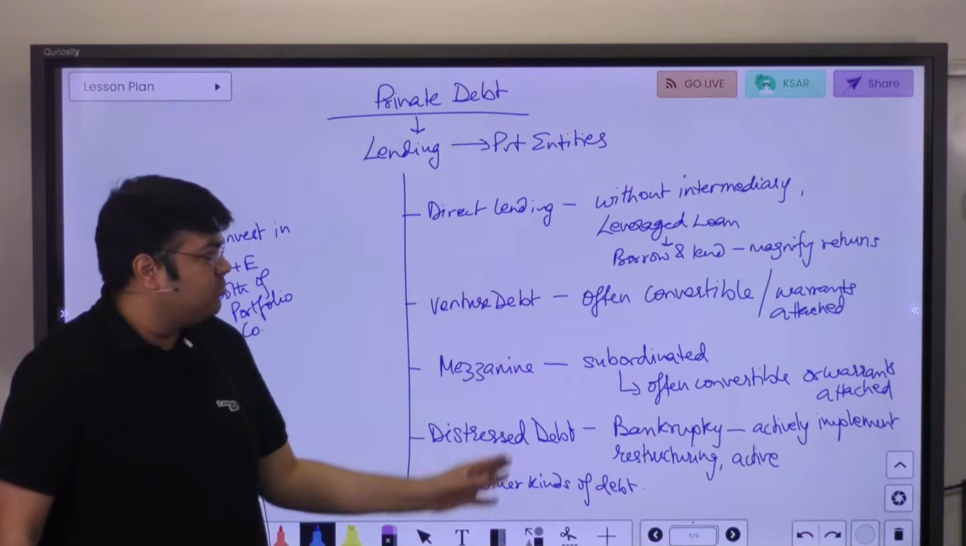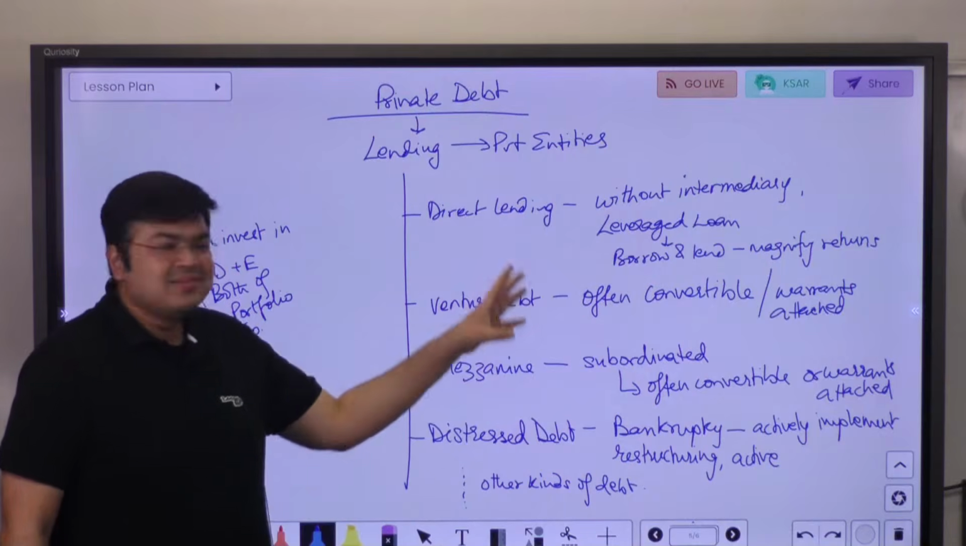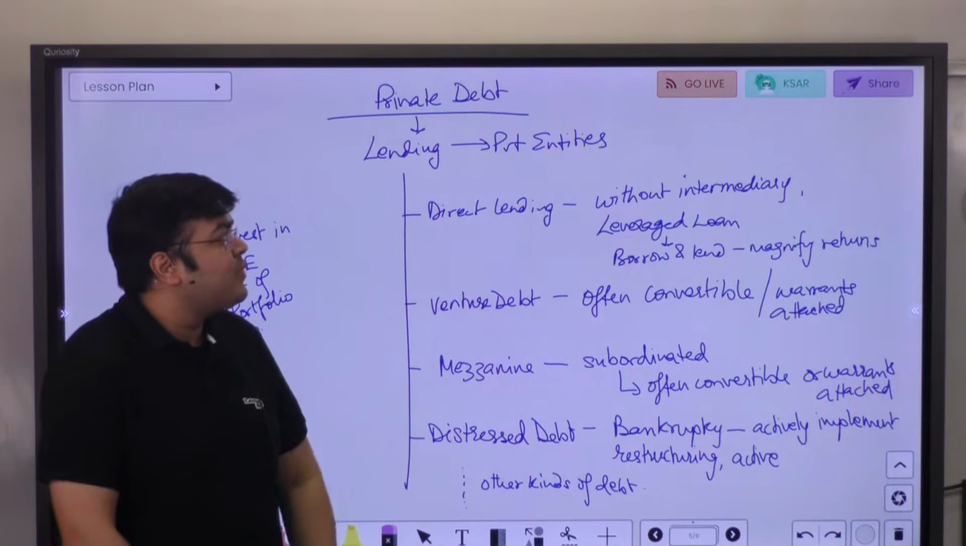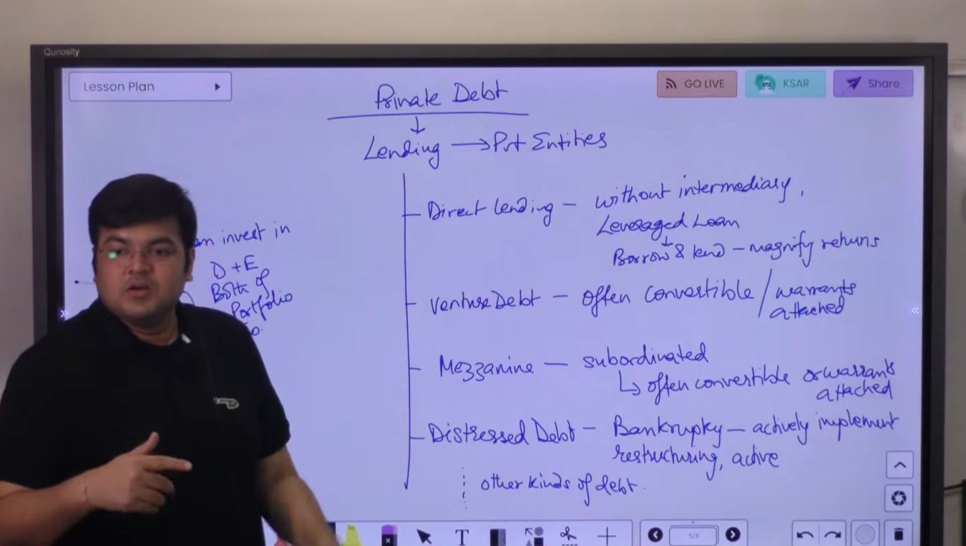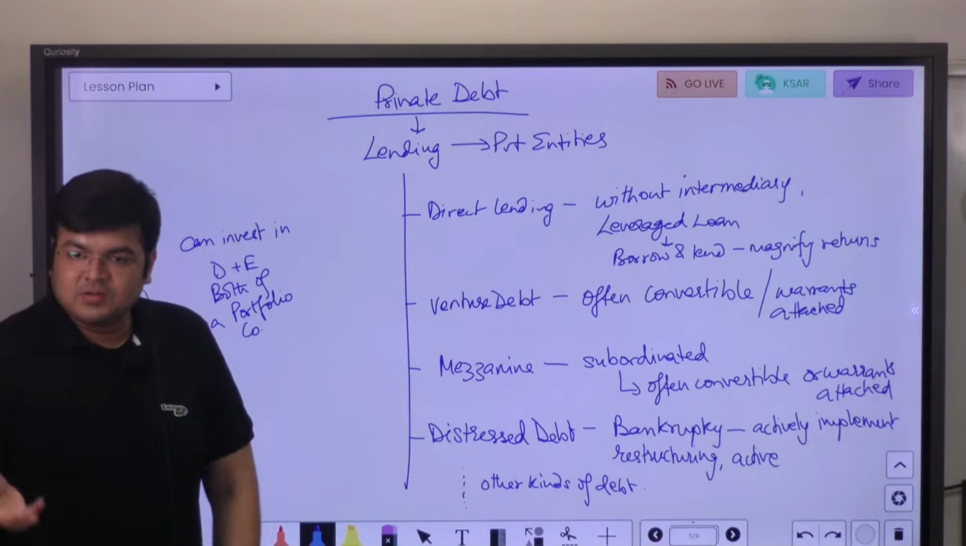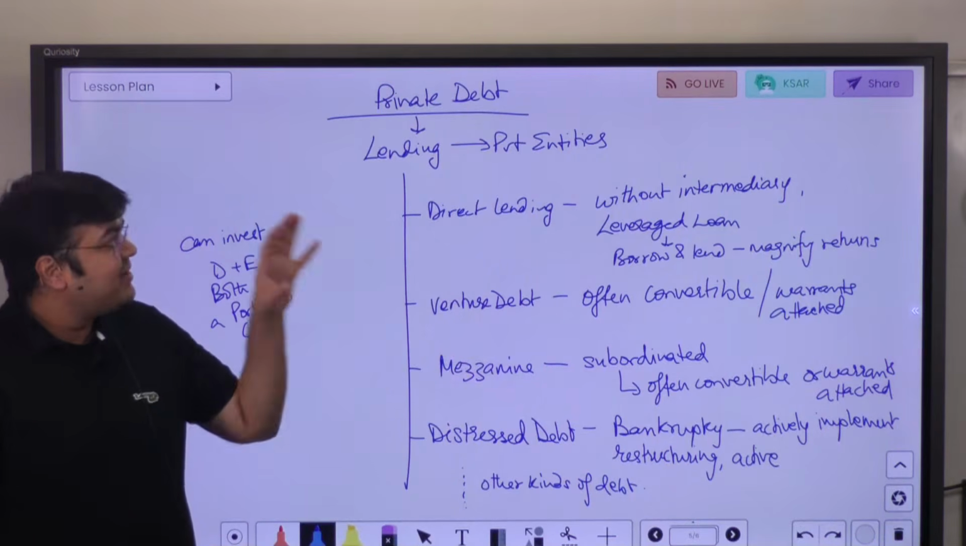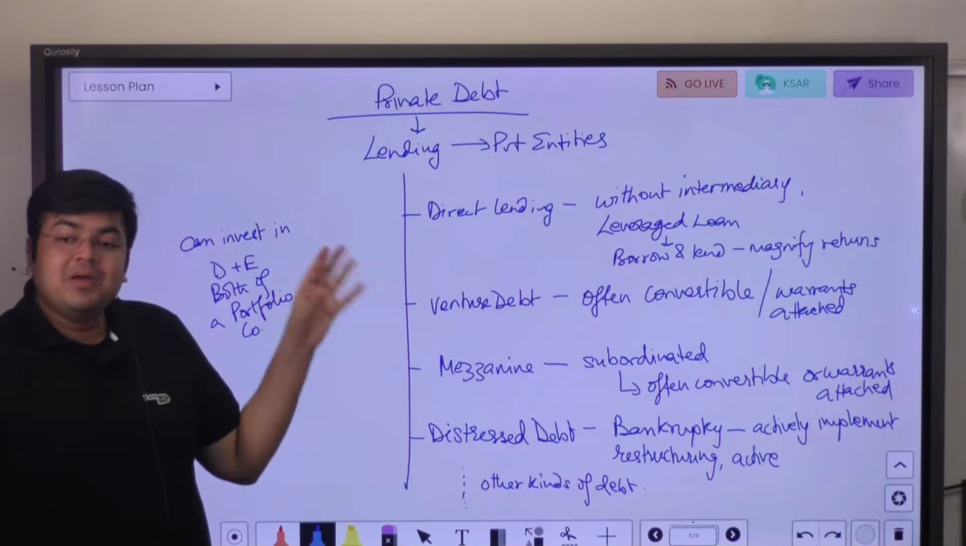So what are the different modes of private debt? Distressed debt is going to be very interesting. So one is direct lending. Direct lending is where you're investing without an intermediary. So you're giving the loan to the company directly. Normally the lending and all happens through either a bank or something, but here you're directly investing into the private debt of a company. You are giving money to a company. It could be a leveraged loan.